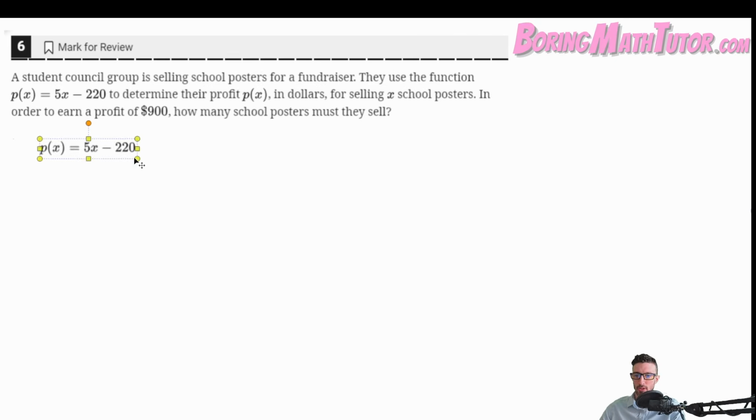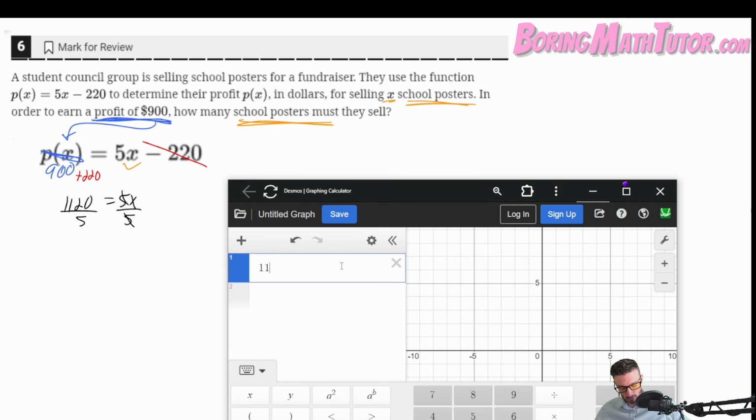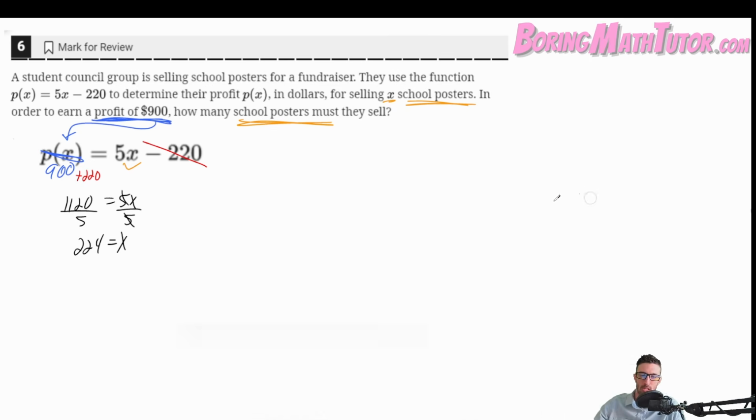In this one, they are giving us an equation. What do they want us to pop into that equation? Ooh, profit, $900. That's cool. I'll put that right here. And then they say, how many school posters do I have to sell? Well, X is the number of school posters, so basically just solve this for X. Okay, so let's move the minus 220 to the other side. It's plus 220. That's 1120. Now that's equal to 5x, so I just have to divide that by 5. Are we finally using DESMOS? Yeah, why not? Let's do 1120 divided by 5. Okay, first time we actually needed DESMOS. Didn't really need it, but whatever. We're done. We're moving on.